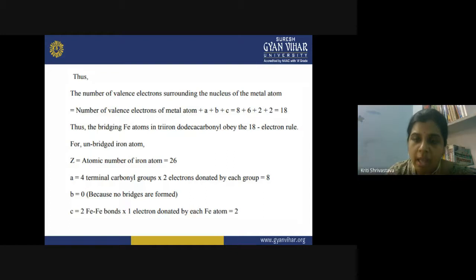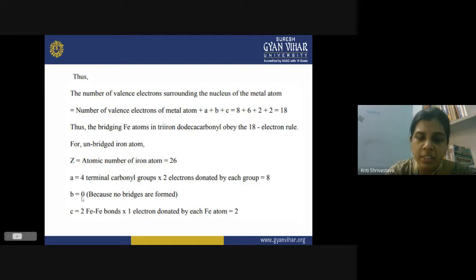Now we also have another iron in the same complex, but this iron is unbridged. It does not have a bridge, but yes, it has a metal-metal bond. So let us apply similar rules for this iron atom also. Let us see for the unbridged iron atom. What is the atomic number? It will be 26. Then A is the electronic contribution from terminal carbonyls. So 4 terminal carbonyls are there and it does not have any bridge, and 2 electrons are coming from each carbonyl. So a total of 8 electrons are coming from the terminal carbonyl groups.